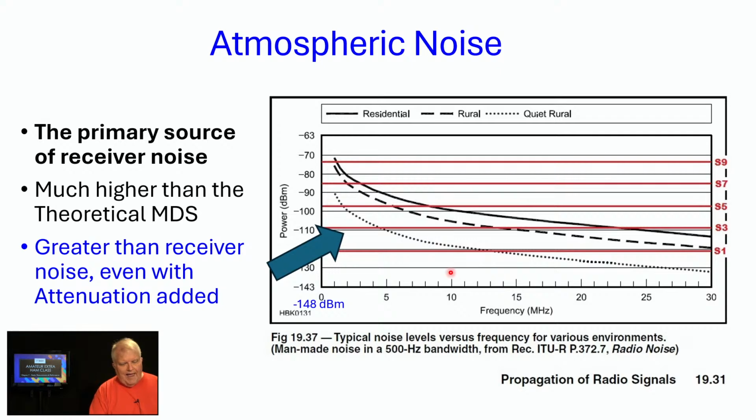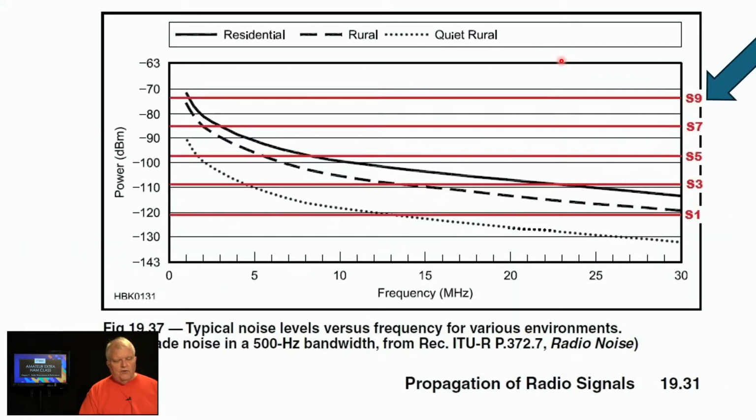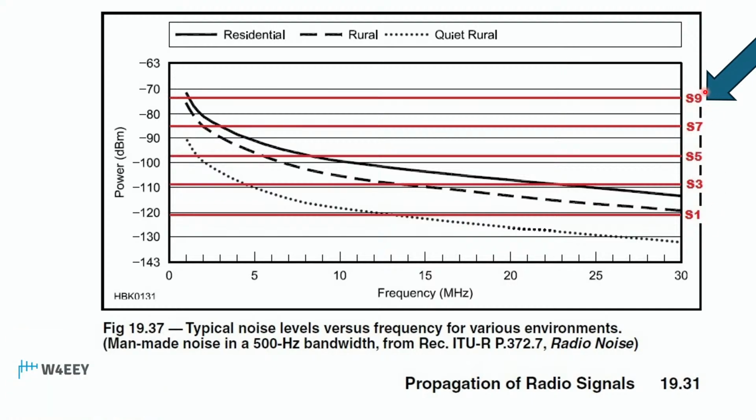These are typical atmospheric noise levels. It's greater than receiver noise, even with attenuation added. If we were to add 10 dB of attenuation, this is still greater. So the primary noise source of receiver noise is atmospheric noise. And we can look at this chart a little closer here. This is from the Flex users group, and one guy there added the S meter corresponding relationship.